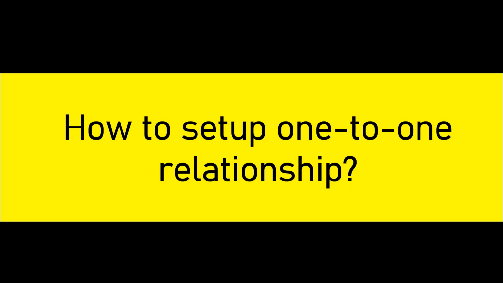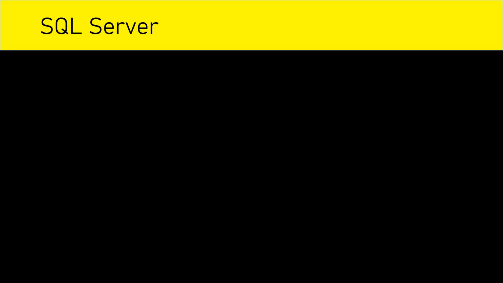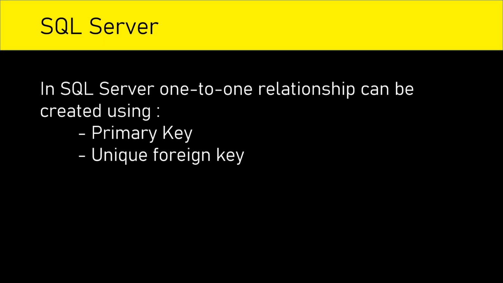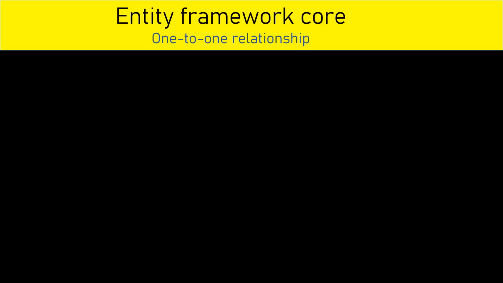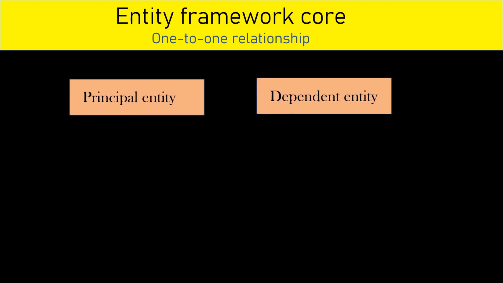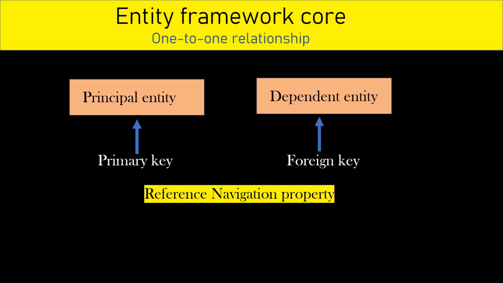Talking about how to set up a one-to-one relationship. In SQL Server, a one-to-one relationship can be created using primary key and unique foreign key constraints. In the case of Entity Framework Core, we give special names to the entities that are involved in the relationship. They are the principal entity, which is a parent entity, and the dependent entity, which is a child entity. On a principal entity, we set the primary key, and on a dependent entity, we set the foreign key. And we also have a special property. We call it a reference navigation property.